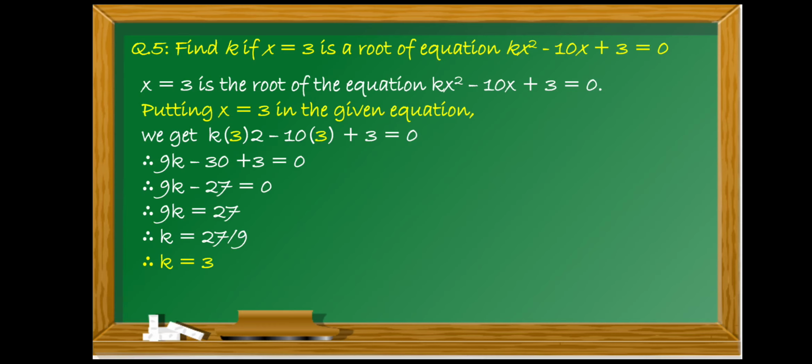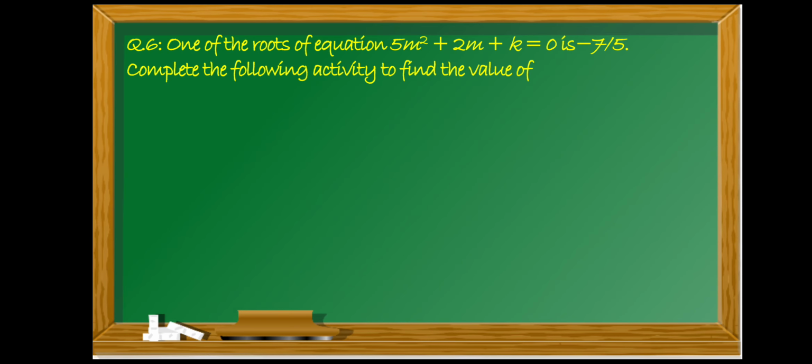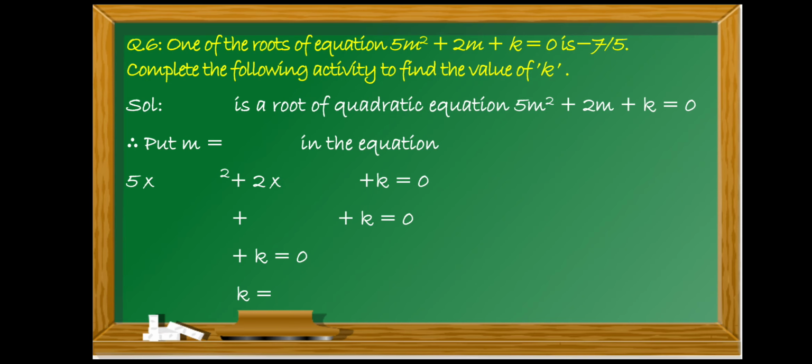Now let us see the last question. Question number 6. One of the roots of the equation 5m square plus 2m plus k equal to 0 is minus 7 upon 5. Here it is given in the activity form. We have to find out the value of k. Complete the following activity to find out the value of k.